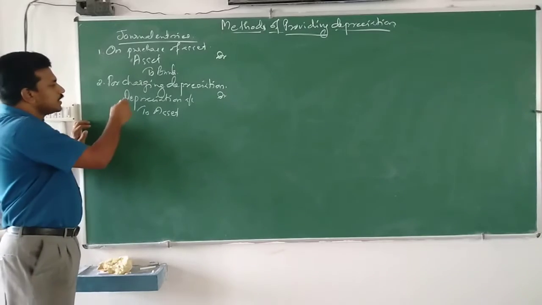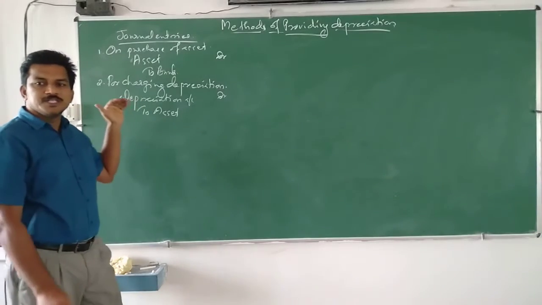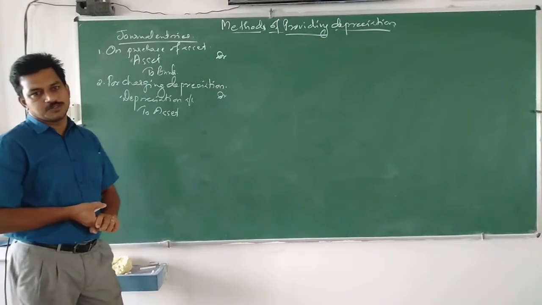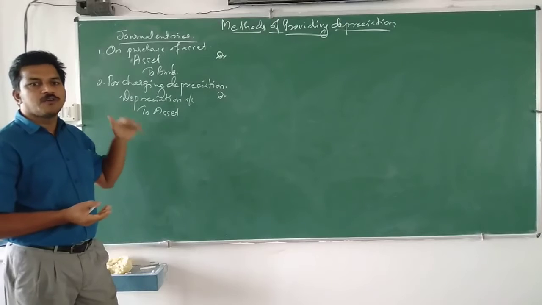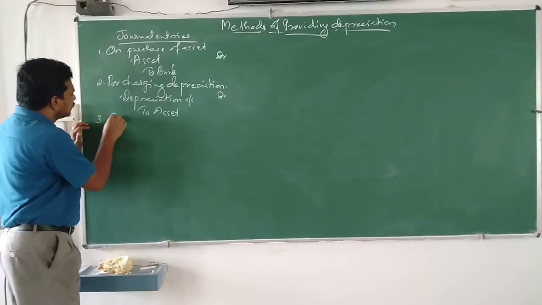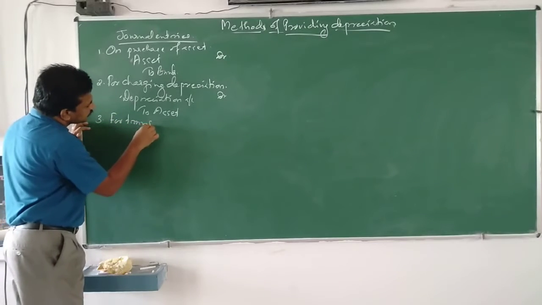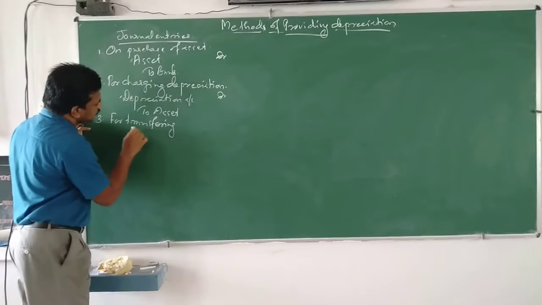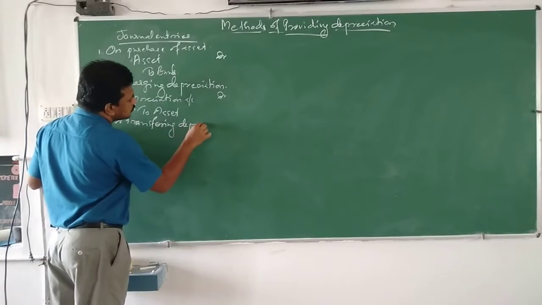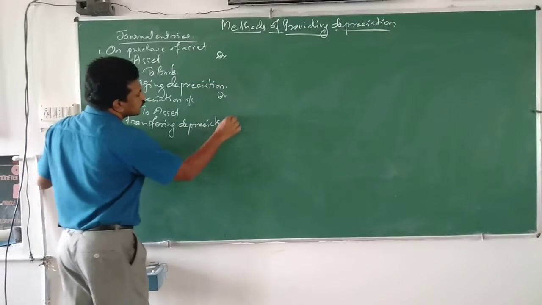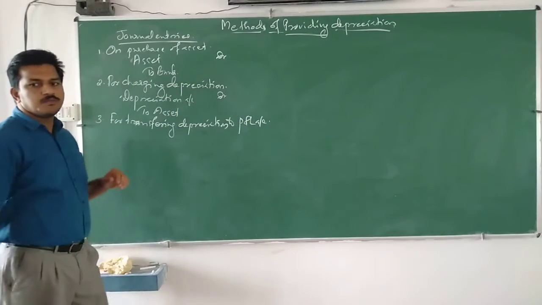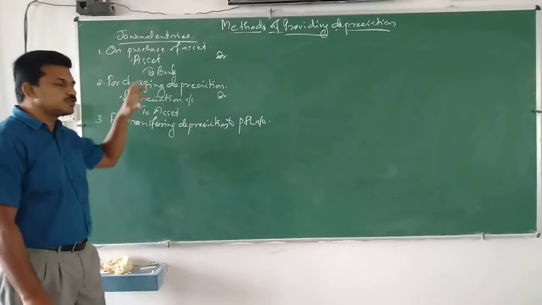Then next, every year this is an expense, and this expense is to be charged or transferred to the profit and loss account. Isn't it? We have to write a journal entry for that also. What is the journal entry for transferring depreciation to the profit and loss account?